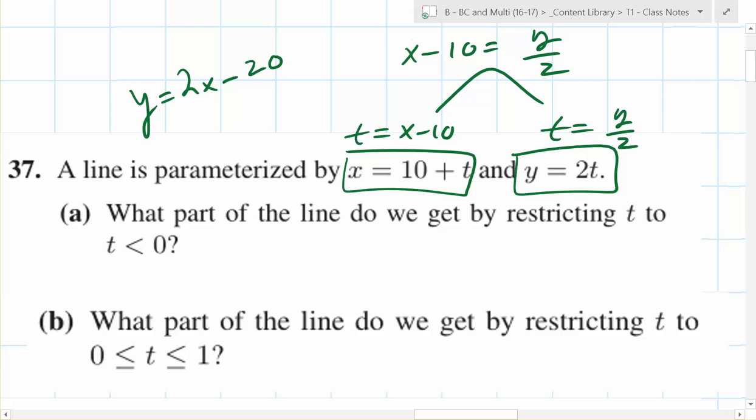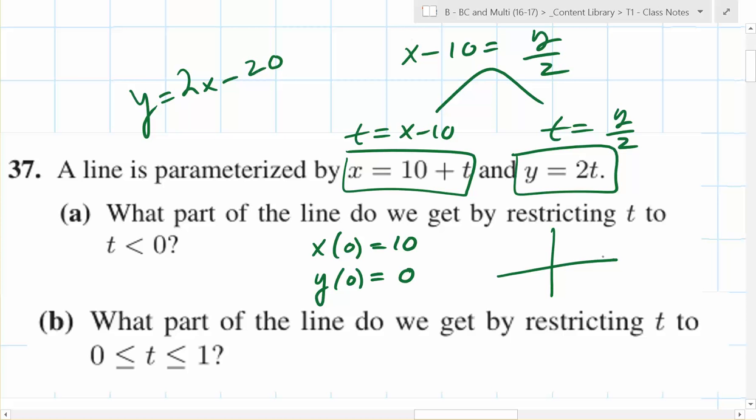It says, what part of the line do we get by restricting t to t less than 0? Okay. So what part of that line do we get? How do we figure that out? I guess you plug in t equals 0. Yes, plug in t equals 0. Then x of 0 is going to be 10, and what's y of 0 going to be? 0. So what part of the line are we talking about?